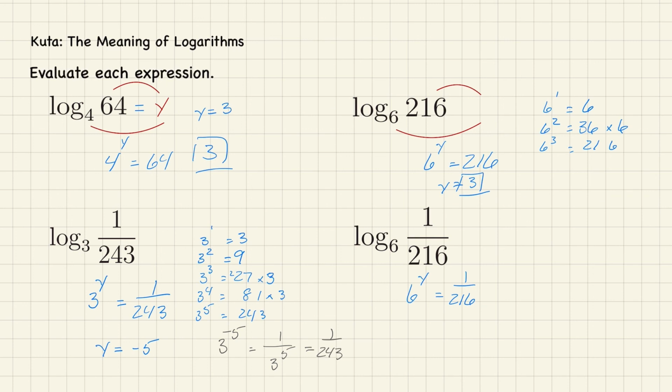So off to the side, we're going to do some work. 6 raised to the first power is 6. 6 raised to the second power is 36. 6 raised to the third power is 216. We can see that we had the problem earlier, right? Right in the section before it. We know that 6 to the third power gives us 216, but this 216 needs to be in the denominator, which means our power must be negative, our exponent must be negative. So y is going to equal not positive 3, but negative 3.